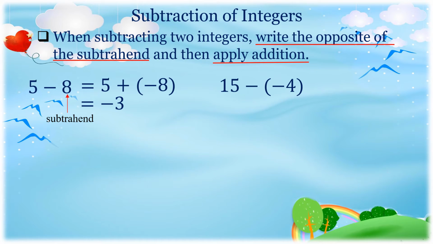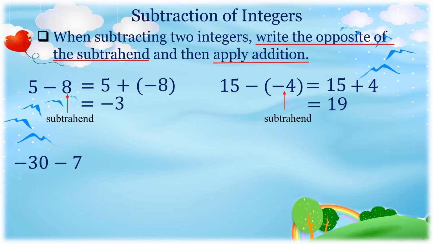Now let us have another one. 15 minus negative 4. And what is the subtrahend? Correct. It is equal to negative 4. First, we are going to copy 15 and write the opposite of the subtrahend, which is equal to positive 4. So we will be having 15 plus 4. What is 15 plus 4? Correct. It is equal to 19. So therefore, 15 minus negative 4 is equal to 19.